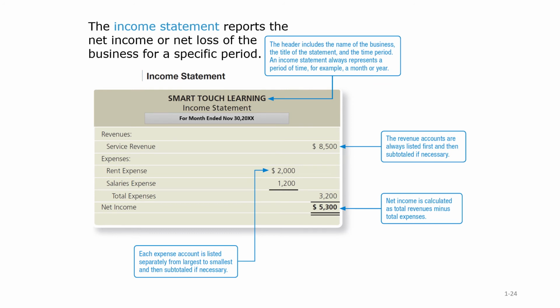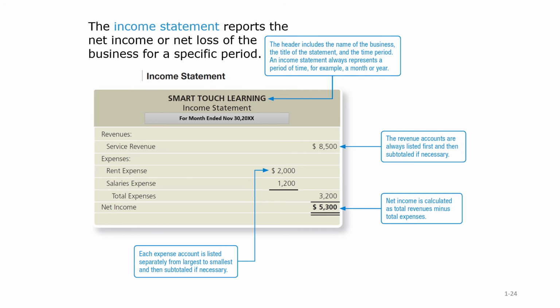The first financial statement we always prepare is the income statement, which reports the net income or net loss for a period of time. So in this particular example, it's for the month ended November 30th. We look at all of the transactions that have happened for that particular time period, and it's summarized in terms of profitability with the revenues and the expenses.